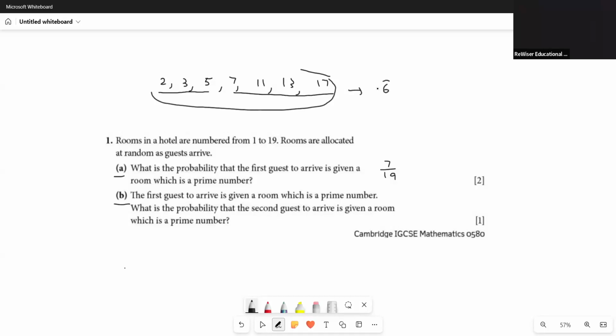So we are only left with 6 prime numbers, and the total number of rooms, which was 19, is now reduced because a guest has already got a room. So in this case, the probability becomes 6 by 18. And if I cancel this out, the probability becomes 1/3. So that's the answer to this question. I'll give you a minute to note this down.